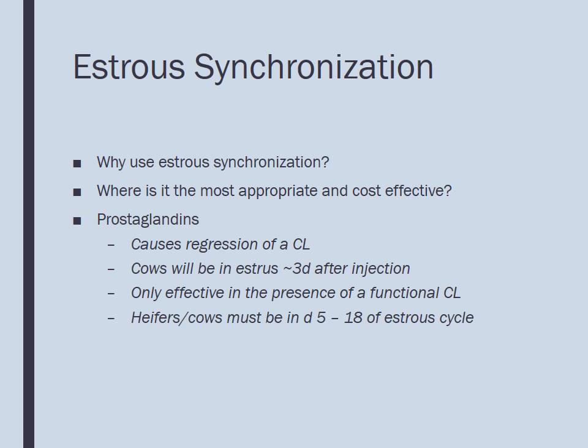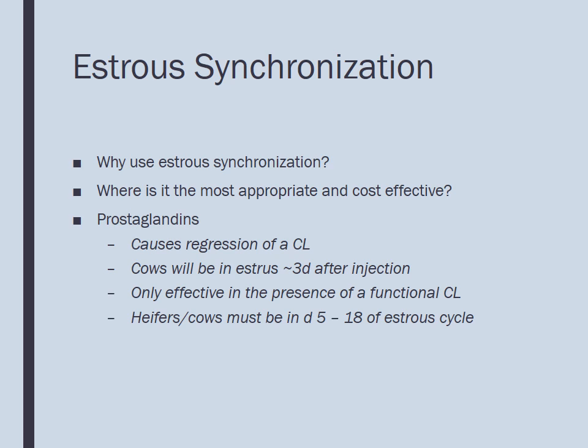I'm going to go through a couple of programs here just to give you an idea. There's a number of them out there. The first one is just the simple use of prostaglandins that causes regression of the CL. So if we go out and give a group of animals a shot of prostaglandin, if there's a CL present, they should be in heat within about 3 days after injection. So you can just simply watch them for that. Again, it's only present if there's a functional CL.